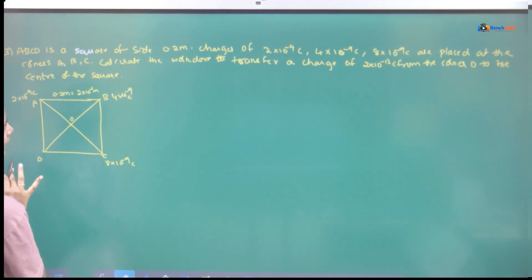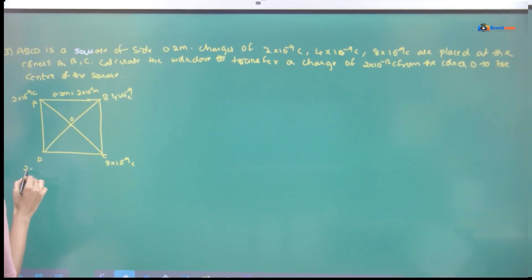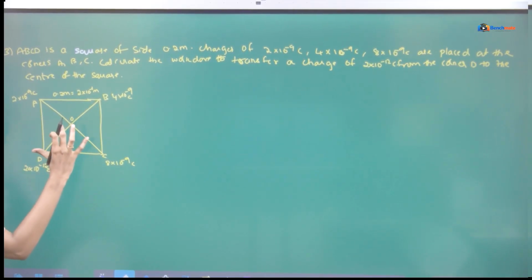So there is one charge at D, 2 into 10 power minus 12 coulomb. To move this charge from D to point O, to move from here to here, how much work do you have to do? That is the question that you have to find out.